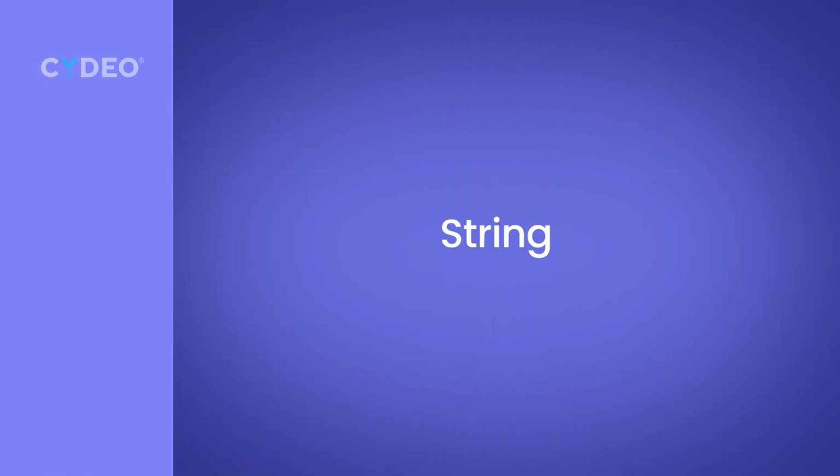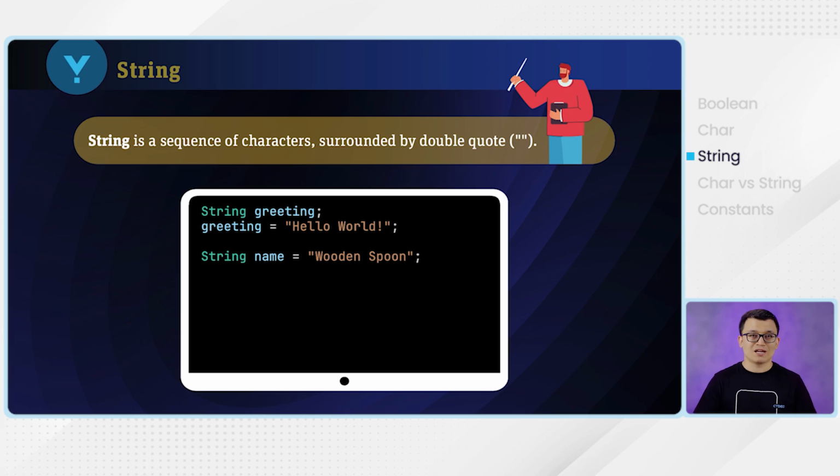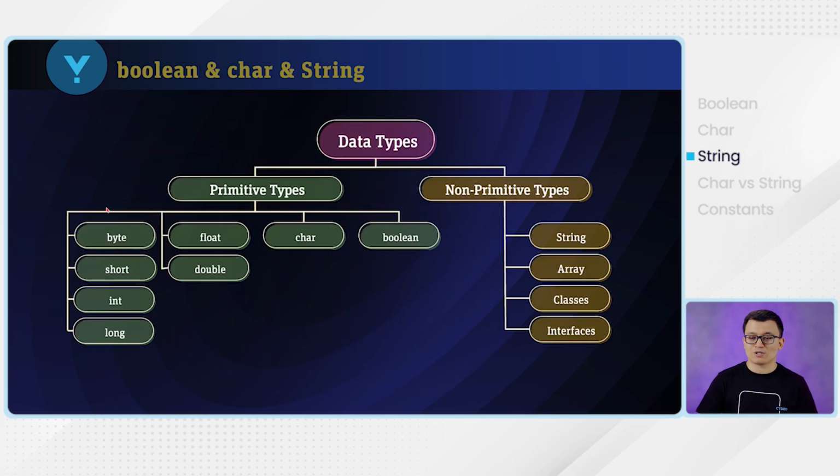And next, the next data type that we have is string. This string is not one of the 8 primitive data types. So the 8 primitive data types are byte, short, int, long, float, double, char, and boolean. This string is known as a non-primitive data type, because it's also a class. It's a class that is already built in the JRE system library.